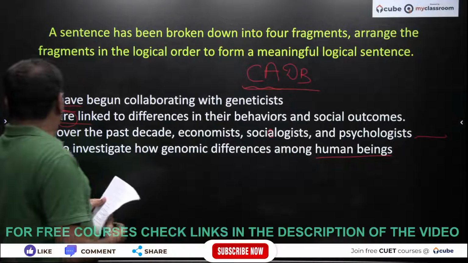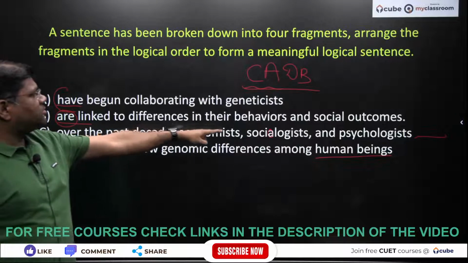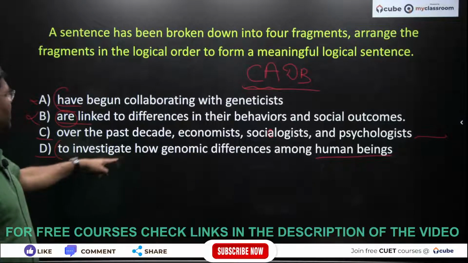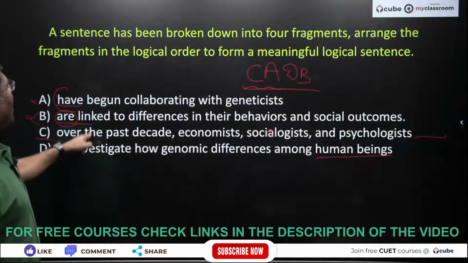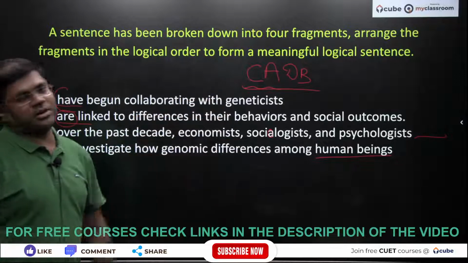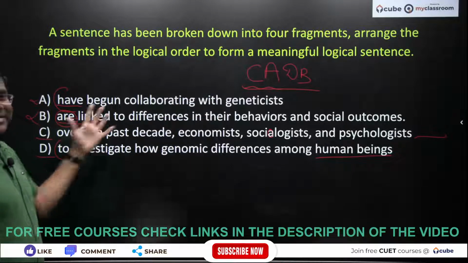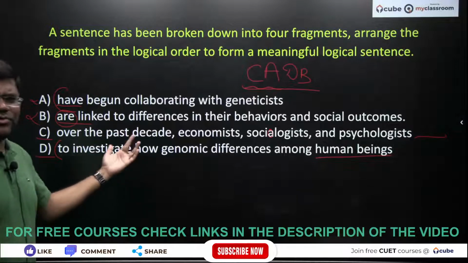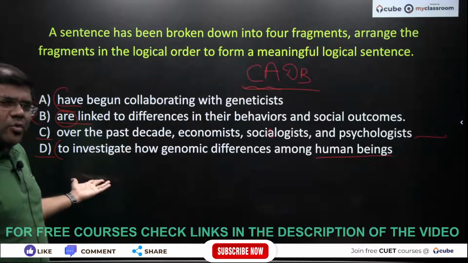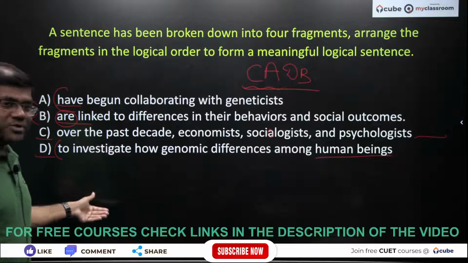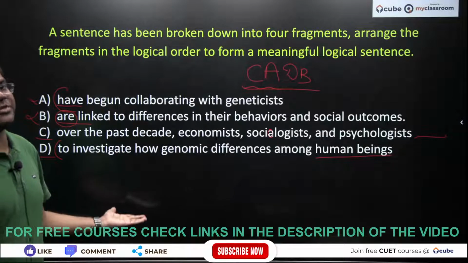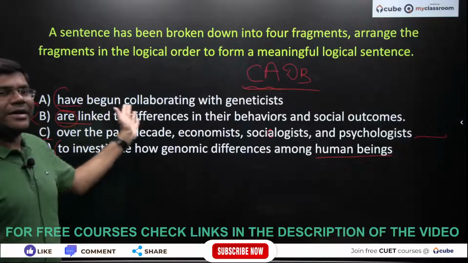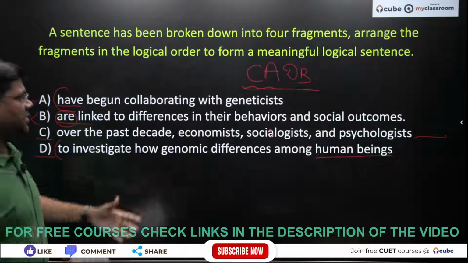How do we say that? Over the past decade, economists, sociologists, and psychologists have begun collaborating with geneticists to investigate how genomic differences among human beings are linked to differences in their behaviors and social outcomes. So this way, the entire sentence becomes meaningful, and this is what we call sentence arrangement. It's very simple. You just have to try different combinations. In fact, you don't need the options, because if you have the options, then you lose more time in evaluating which option is correct. You directly start with the fragment which you feel will open, and then start creating the links, and you will get the best sequence after that.